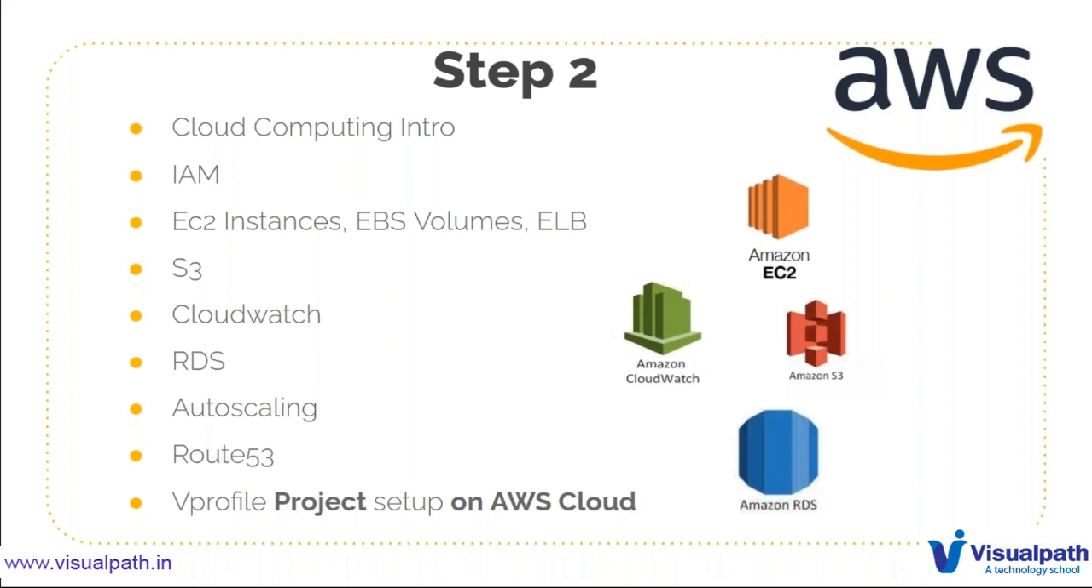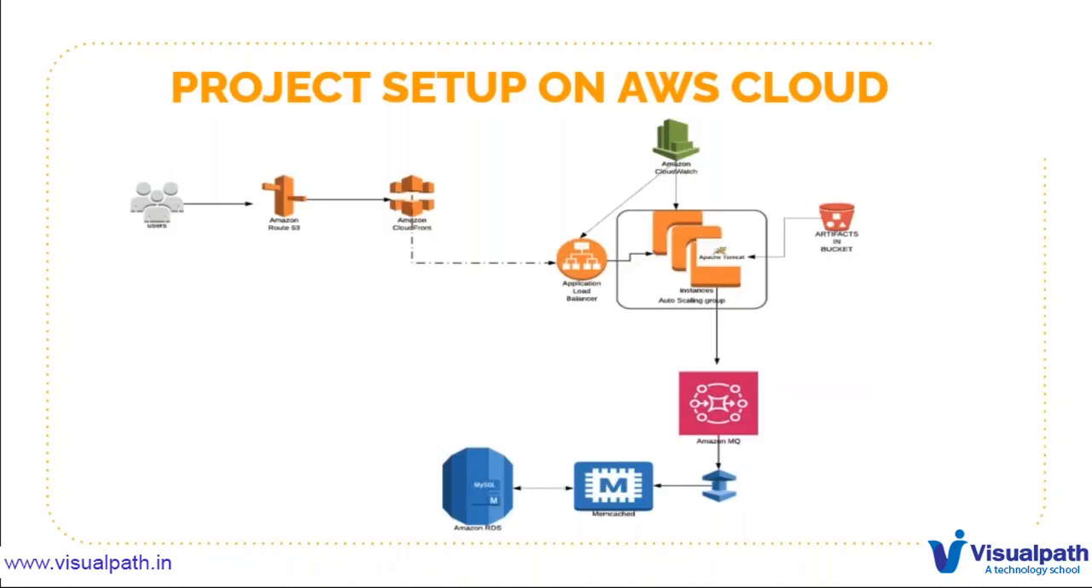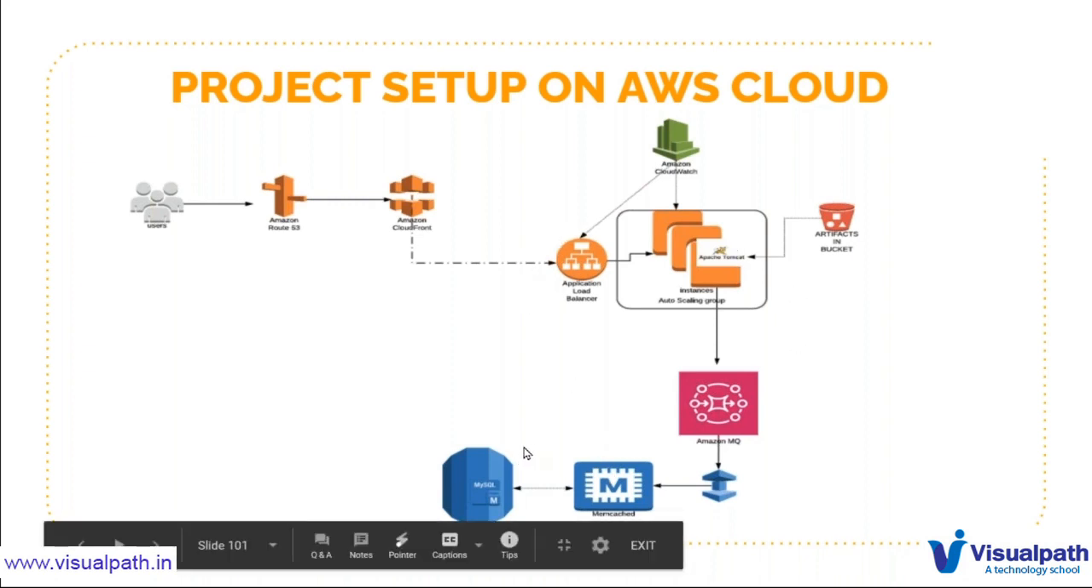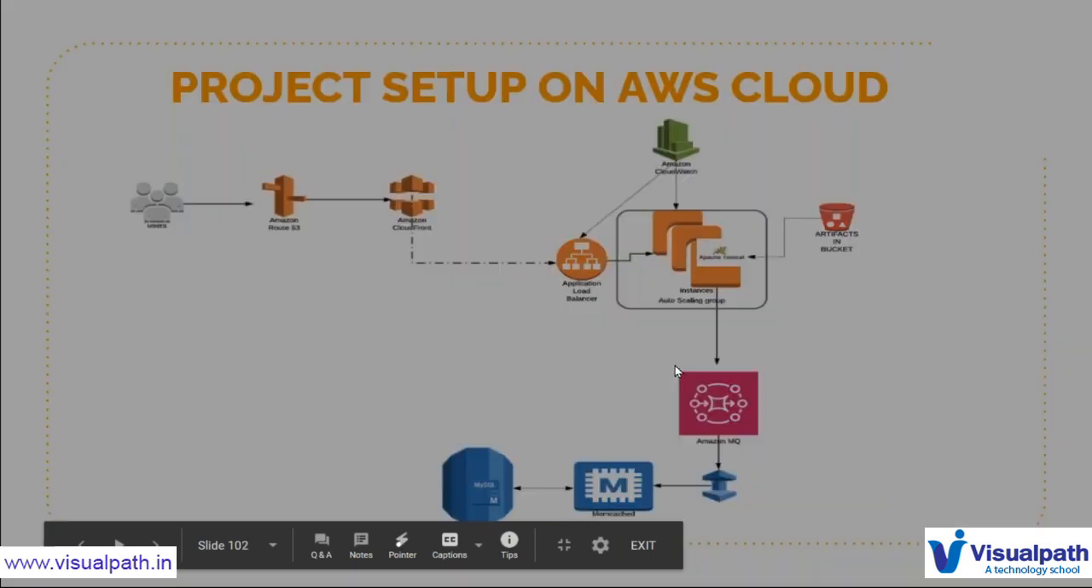This is part one of AWS. We have part two of AWS also, where we're going to get more in detail. And we'll be using some other services like Memcached, ElastiCache, Amazon MQ, some other services.